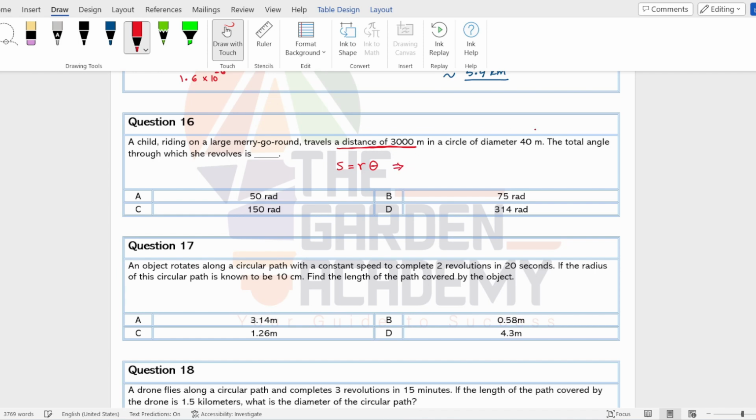But we have to be careful, because we are given the diameter. So in this case we have to find the radius. R is equal to 40 divided by 2, which is 20 meters. Now we substitute the values. We say 3000 equals 20 meters multiplied by theta, and we do shift solve, or divide 3000 by 20. We get theta equal to 150 radians. So the answer is C.